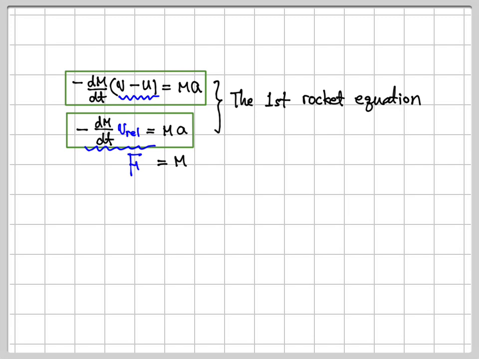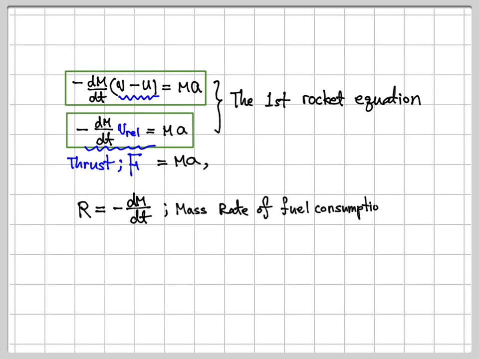The first rocket equation corresponds to Newton's law, F equals ma. The left-hand side of the equation corresponds to the force. So this special force is called thrust. And we can also define a new term, r, that is negative dm over dt. This is the mass rate of fuel consumption. This is the amount of mass that the rocket loses per second.